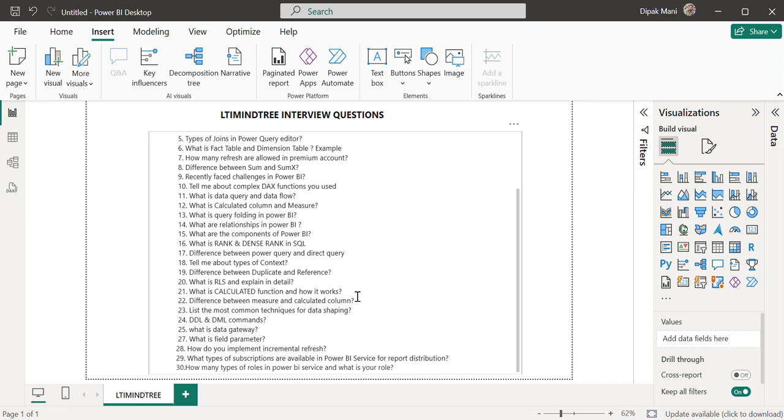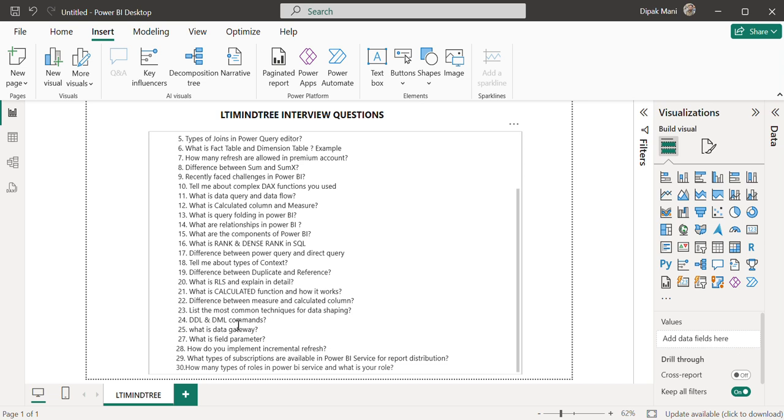What are calculate functions and how do they work? Difference between measure and calculated column. List the most common techniques for shaping data. You know that for cleaning purposes we use the Power Query Editor in Power BI Desktop. From that we can shape the data, like removing columns, adding columns, removing rows, replacing null values, and appending and merging tables. Suppose there are a lot of tables present in my report, from that we can do the process of appending and merging.